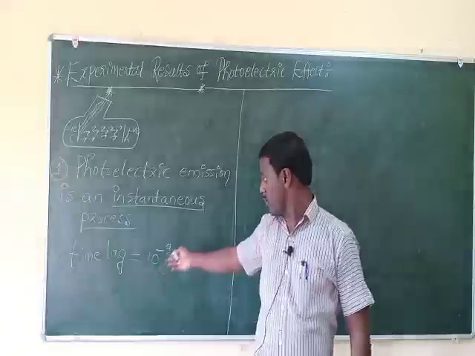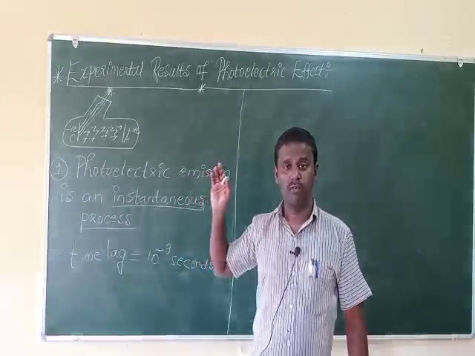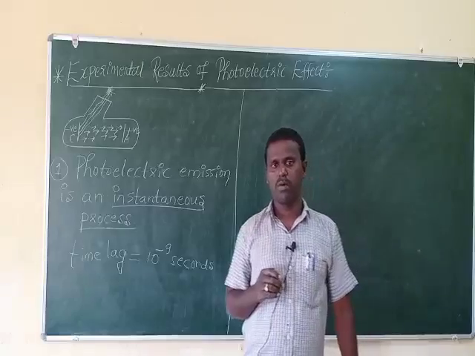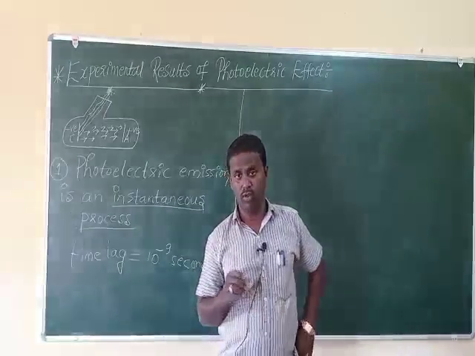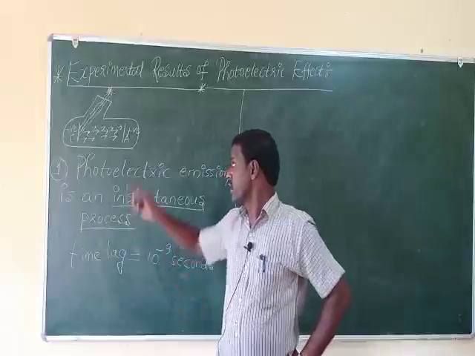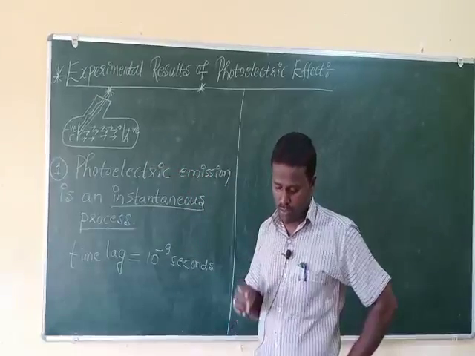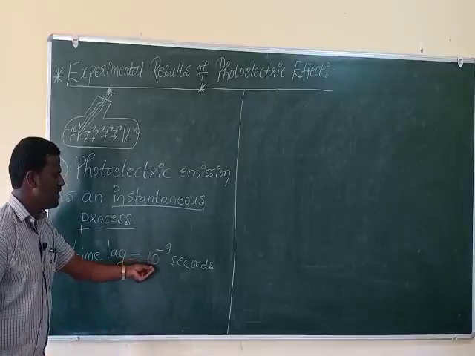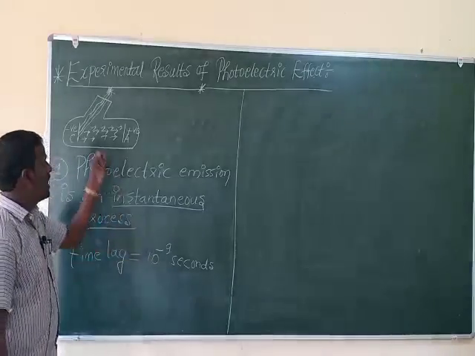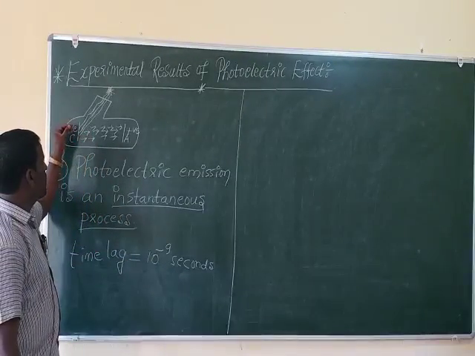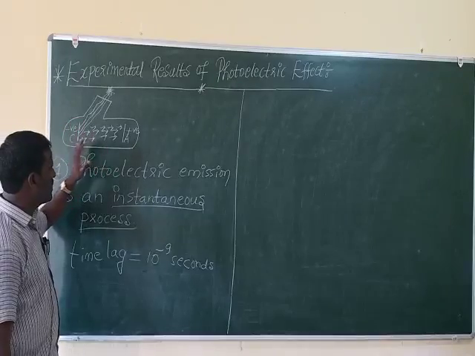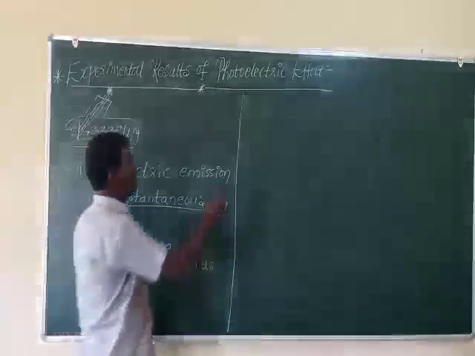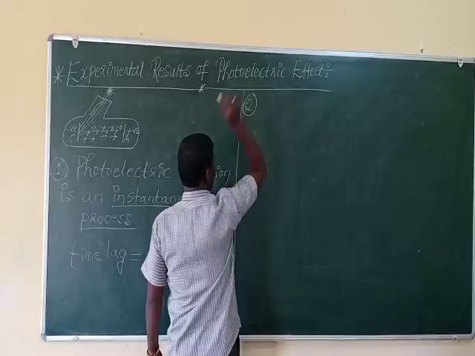Microseconds, nanoseconds. 10 to the power of minus 9 is in nanoseconds. The emission happens in such a short time. So here, when the light falls on the cathode plate, within a fraction of a second, within this much of time, electrons are removed from the metal plate. So that's why this is called, photoelectric emission is an instantaneous process.